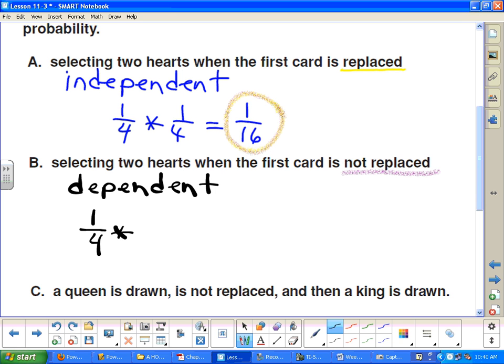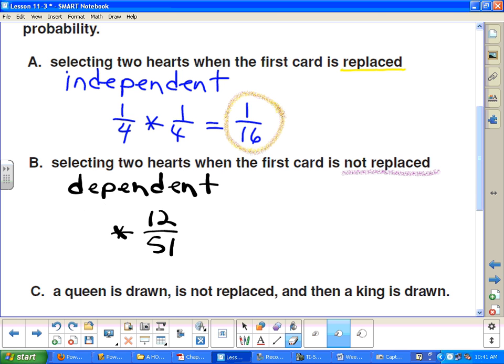Well, I just pulled a heart out, right? So now there's only 12 hearts and there's only 51 cards. So this is 12 out of 51 then. So we went from 13 out of 52. Maybe you might want to write it as 13 over 52, just so you can see that I'm subtracting 1 from each then in this case, because I'm getting 2 hearts. Then that changes it just a little bit, doesn't it?